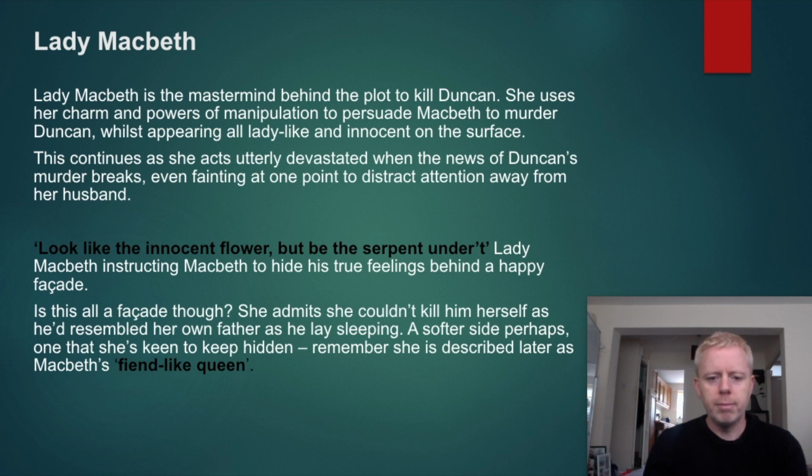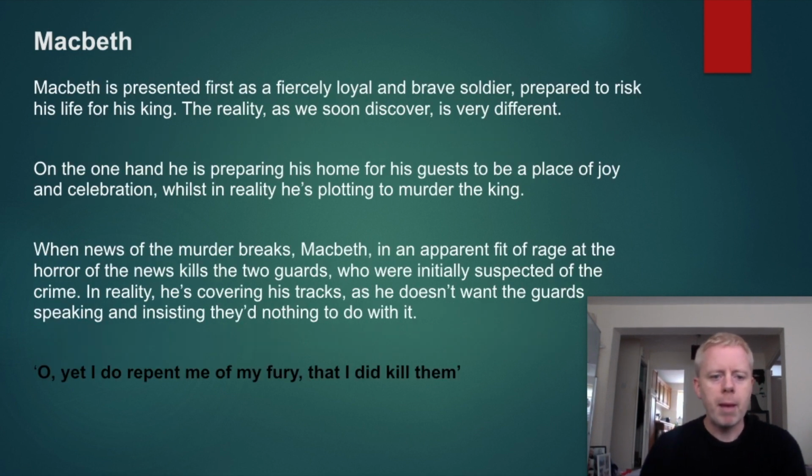Okay, so appearance and reality. Macbeth. Macbeth is presented first as a fiercely loyal and brave soldier, prepared to risk his life for his king.